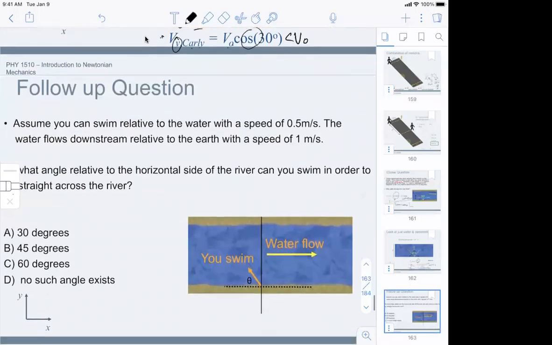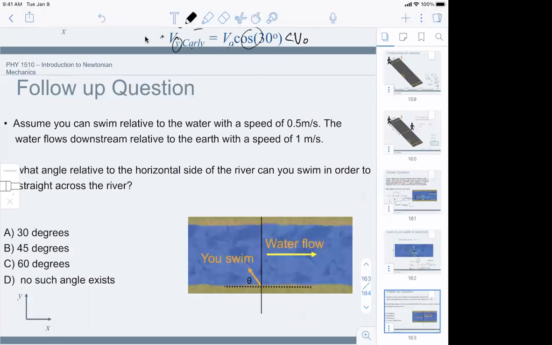Okay, now we have another follow-up question. You realize that in the previous question, we only cared about the velocity relative to the water. But in terms of relative to the ground, you have your velocity relative to the water and the water relative to the ground. Both things have to add up to give you your velocity relative to the ground.